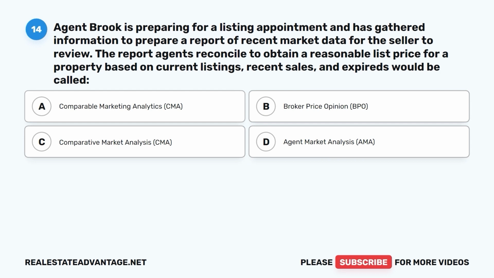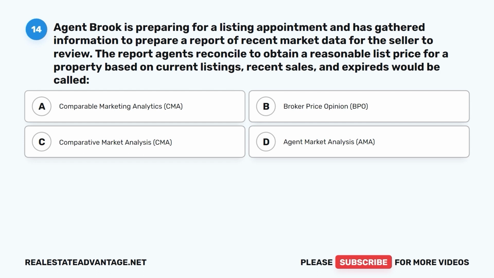Question 14. Agent Brooke is preparing for a listing appointment and has gathered information to prepare a report of recent market data for the seller to review. The report agents reconciled to obtain a reasonable list price for a property based on current listings, recent sales, and expireds would be called A. Comparable marketing analytics, CMA. B. Broker price opinion, BPO. C. Comparative market analysis, CMA. D. Agent market analysis, AMA.